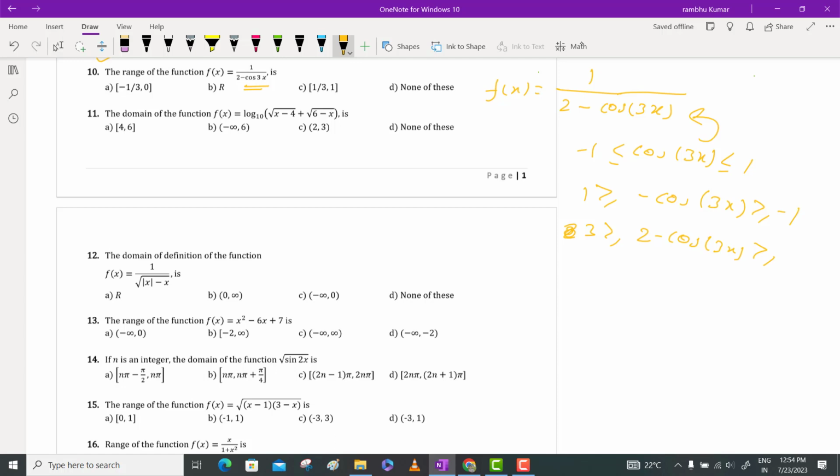Correct? Yes. Now here this is given as a reciprocal. So take the reciprocal, 1 by 3, then the inequality sign will change and we will have 1 by 2 minus cos 3x between 1 by 3 and 1. So our answer is basically y lies in between 1 by 3 and 1. Clear? So option C is the correct option. I hope this is clear to you.